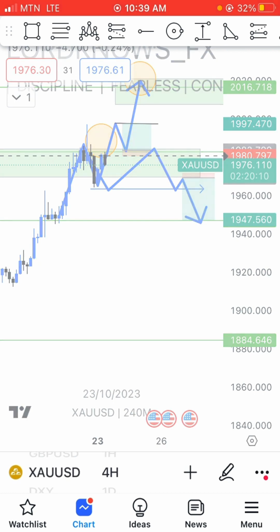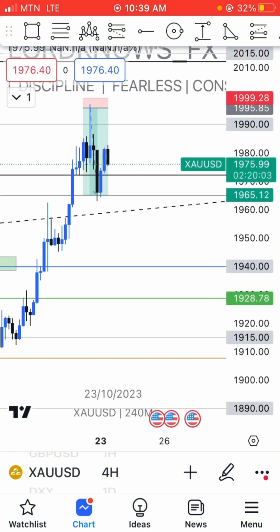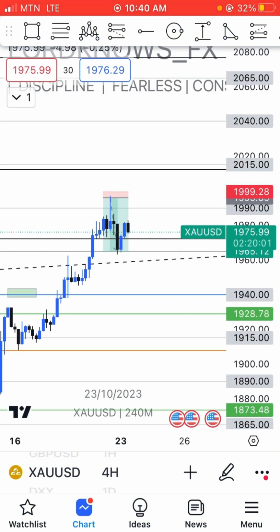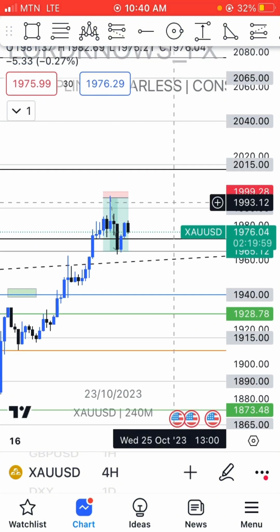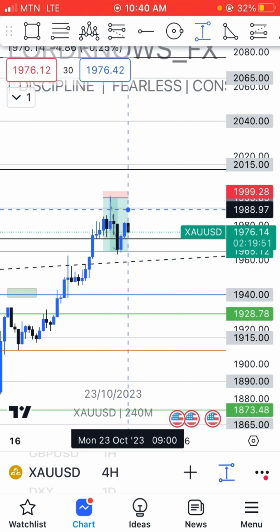So my entry on gold last week, I had a sniper entry. This was where I took my trade here. Yeah, I hit TP. So this was my, let me see how many pips I made.